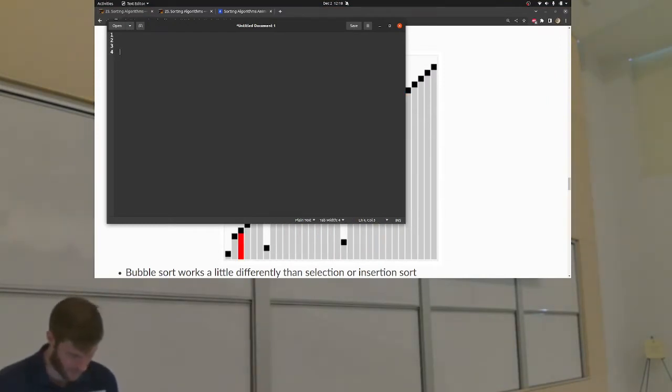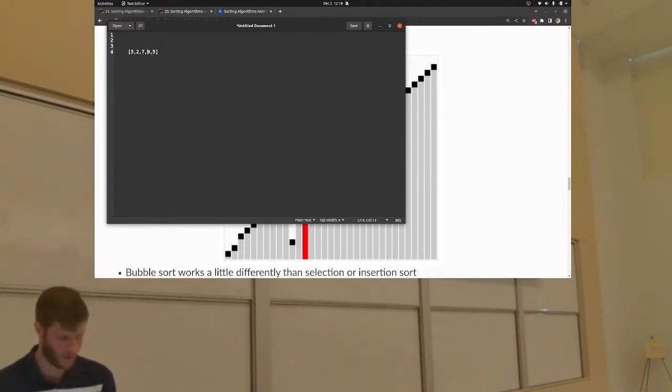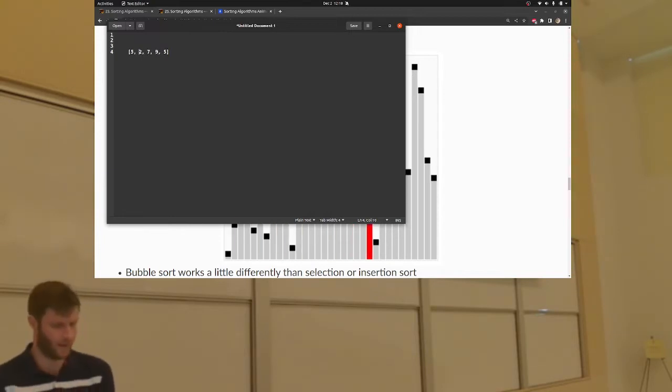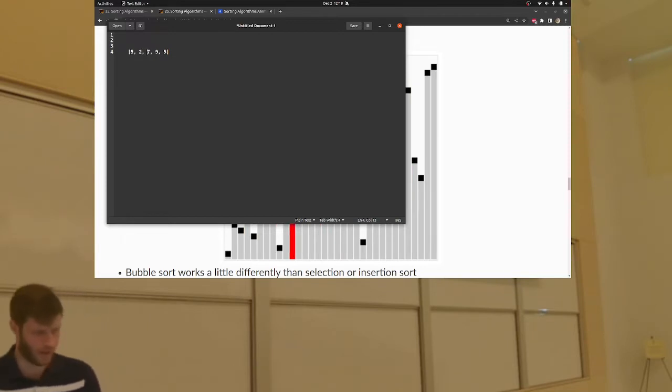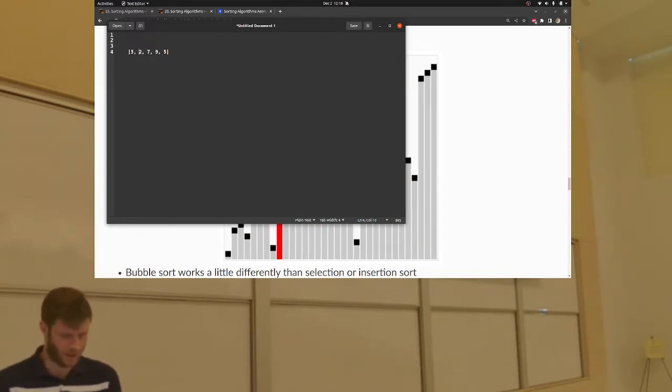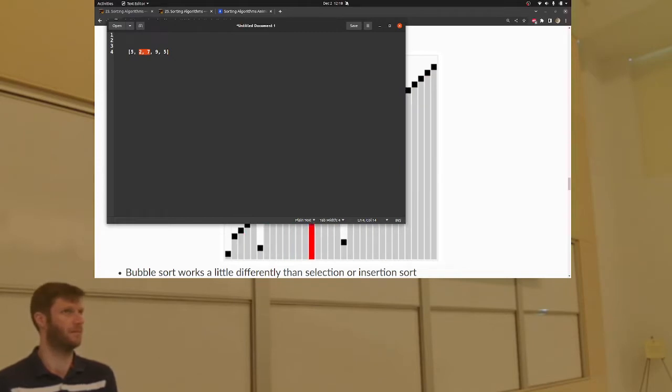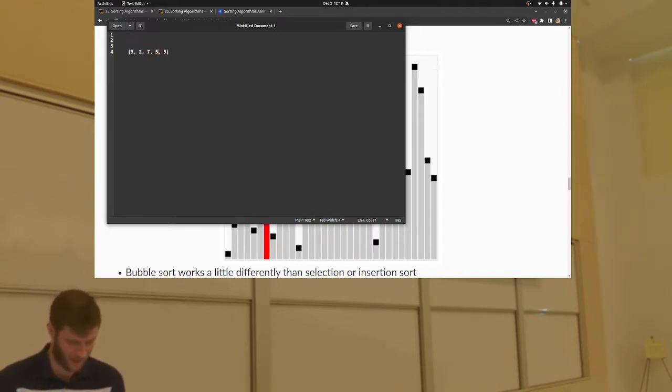So let's say I have, all right, so here's my list. All I have to do is look at things that are adjacent, check if they're out of order. So, let's look at the 2 and 7. Are they out of order? False. 2 and 7 are not out of order. 9 and 5, are they out of order? Yep. All right, so we can swap those.